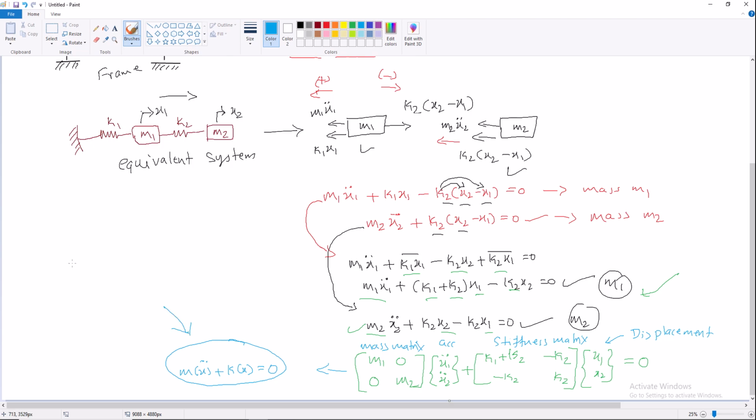This equation is considered or called the equation of motion for an undamped 2 degree of freedom system, which is subjected to free vibration, right.